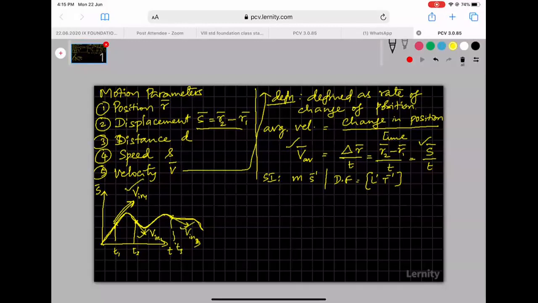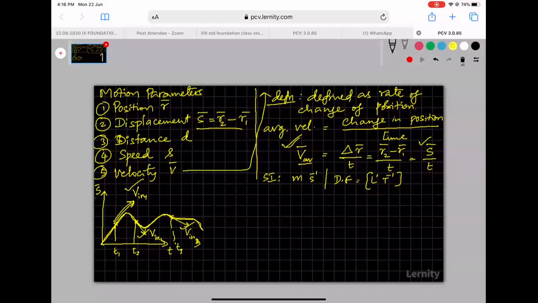Instantaneous velocity is measured as the slope of the displacement versus time graph. Average velocity is measured as the ratio of displacement and time. Total displacement in an interval divided by the length of the interval, the duration of the interval, is what gives you average velocity in that interval. Okay, so we understand the difference between average velocity and instantaneous velocity.